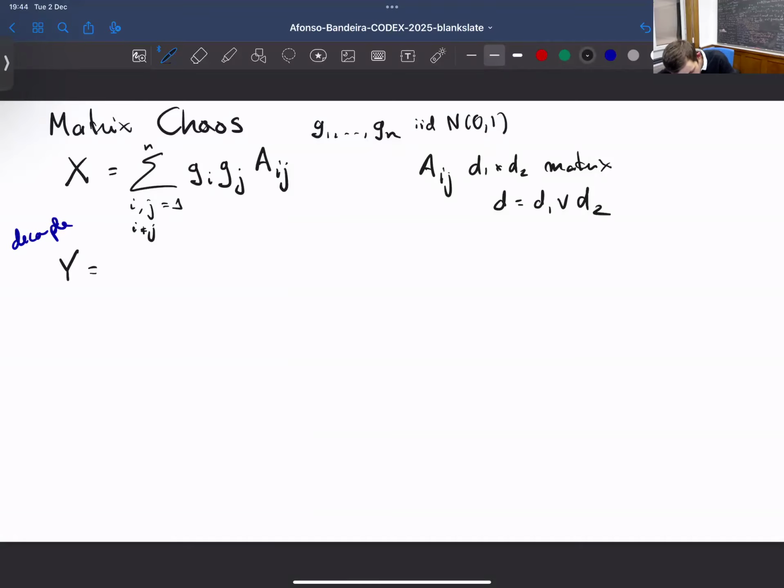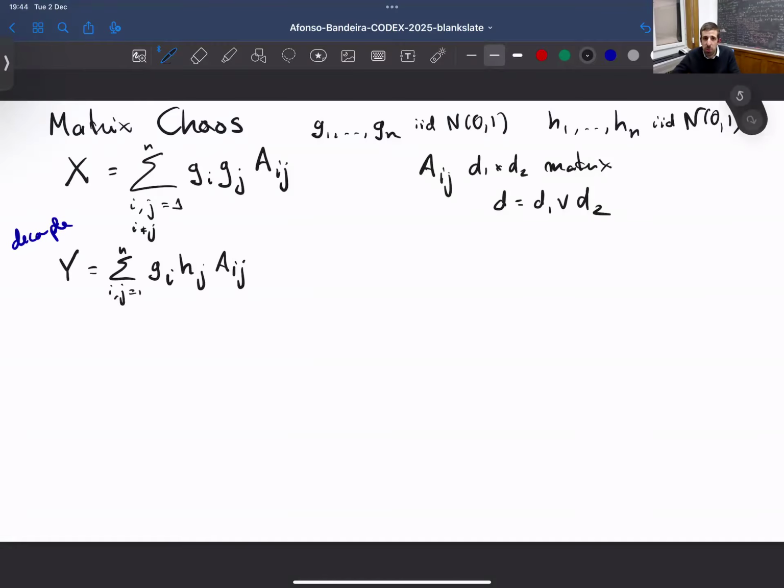So what is a decoupled version of it? I take the sum, say i, j from 1 to n, and I take g_i and h_j, where now the h_j's are themselves IID from the first ones. So now this is a different matrix, but their norms up to a constant are the same. This will help us. Okay, so now comes the idea. Let's take this matrix. Here's a nice way to organize it.